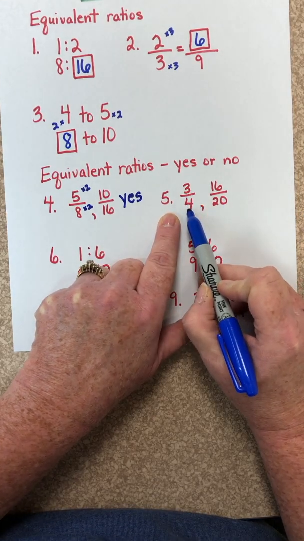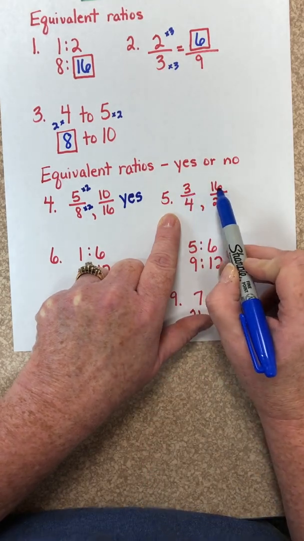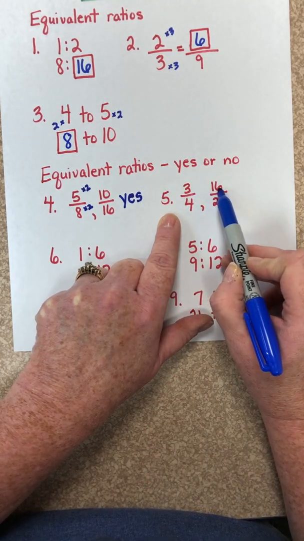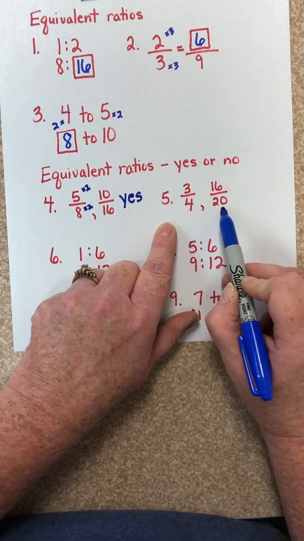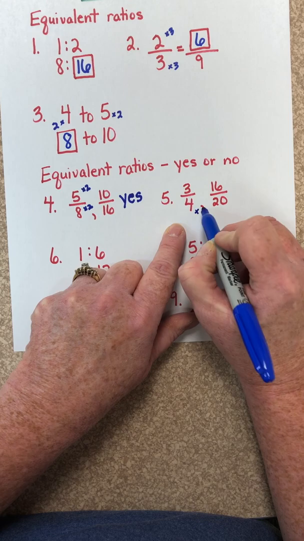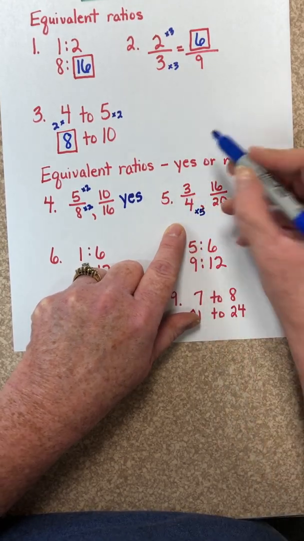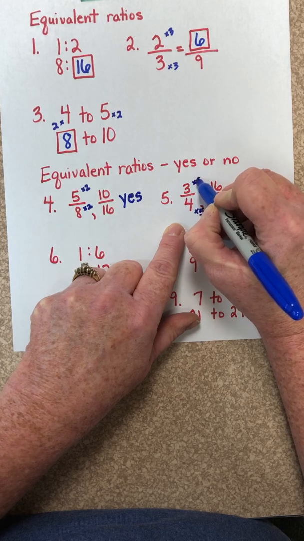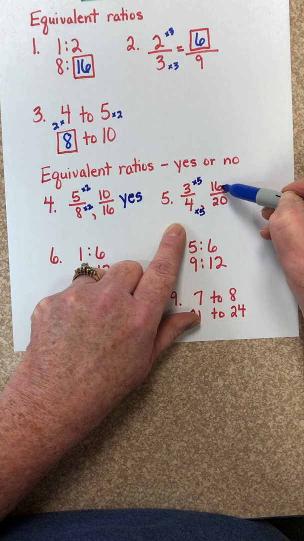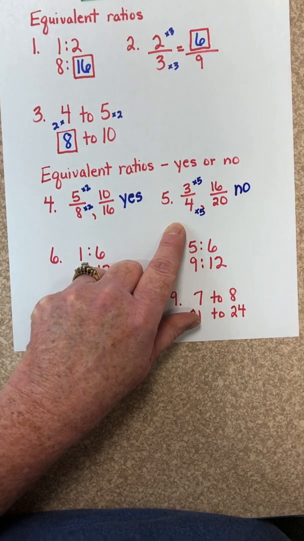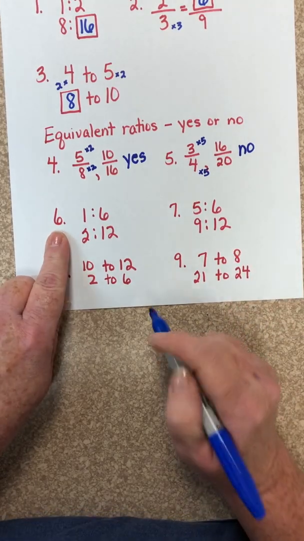All right, let's look at this number 5. This is 3/4 to 16/20. 3 to 16. What do I do to 3 to 16? All right, let's move on. How about 4? What do I do to 4 to get to 20? Oh, well, 4 times 5 is 20. So that means I have to do the same thing to the 3. 3 times 5 is 15. Wait a minute, that's not 15. So this is a no. They are not equivalent.